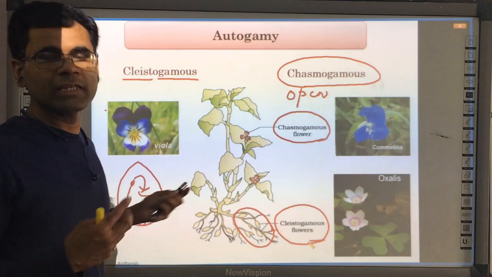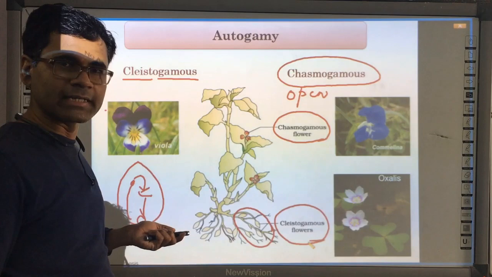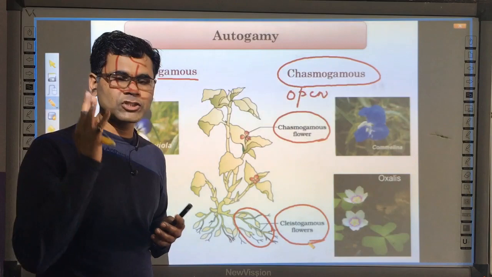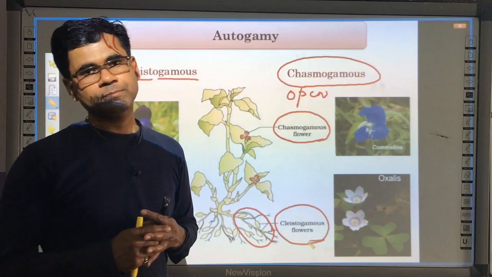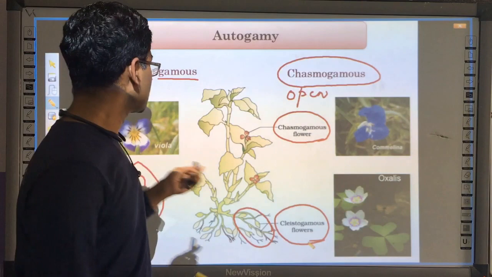of plants. Some more common examples, as you can see here, are a beautiful flower of Commelina, Oxalis that we have already discussed, and Viola. You can see here again the purple color, a very important flower called Viola. So for ensuring autogamy, cleistogamy is important, right? Moreover, in chasmogamous flowers also autogamy takes place, but it is not 100%. For chasmogamous it is not always 100%, but for cleistogamous it is definitely 100%.